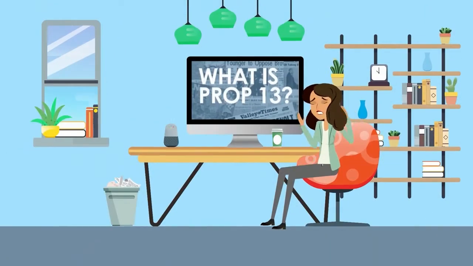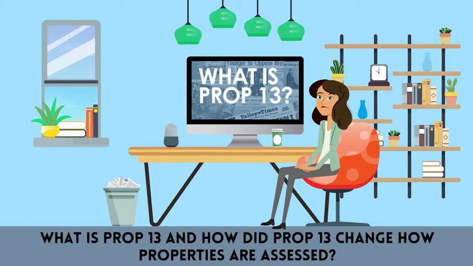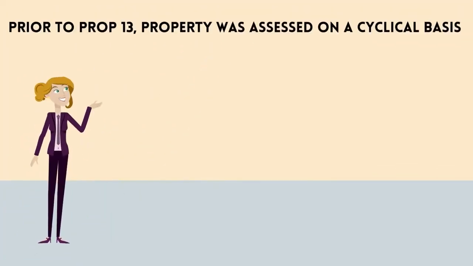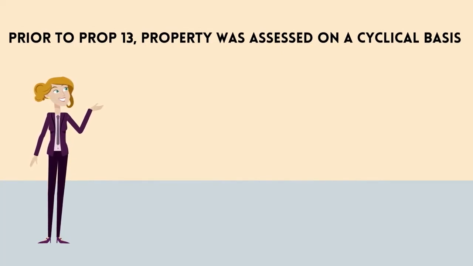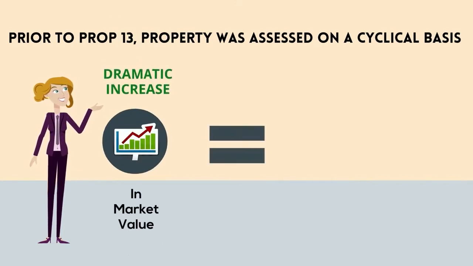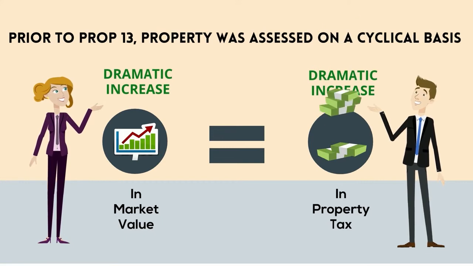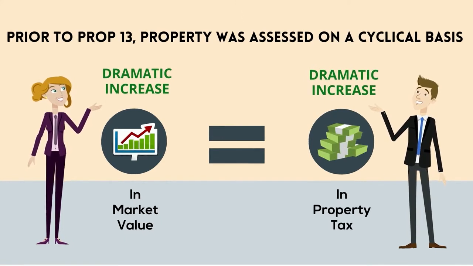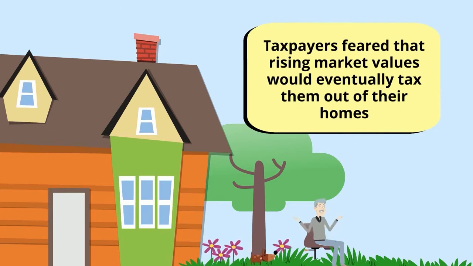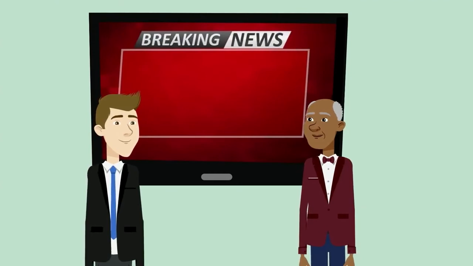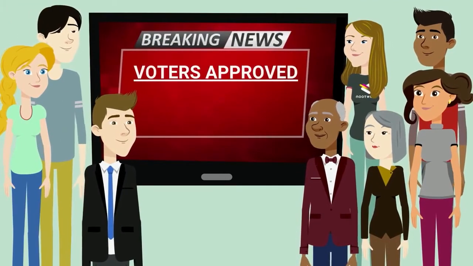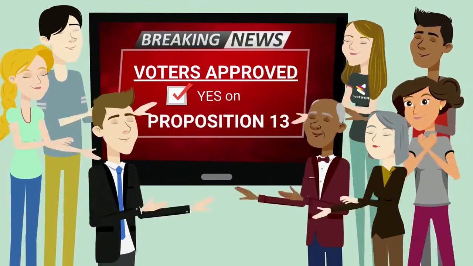So how did Prop 13 change the way properties are assessed? Let's begin by understanding what the California property taxation system was before this constitutional amendment. Prior to Prop 13, property was assessed on a cyclical basis, which means if the market value of your property increased dramatically, your property taxes would also increase dramatically. Taxpayers feared that the rising market values would eventually tax them out of their homes. And so, in 1978, California voters overwhelmingly passed Proposition 13.